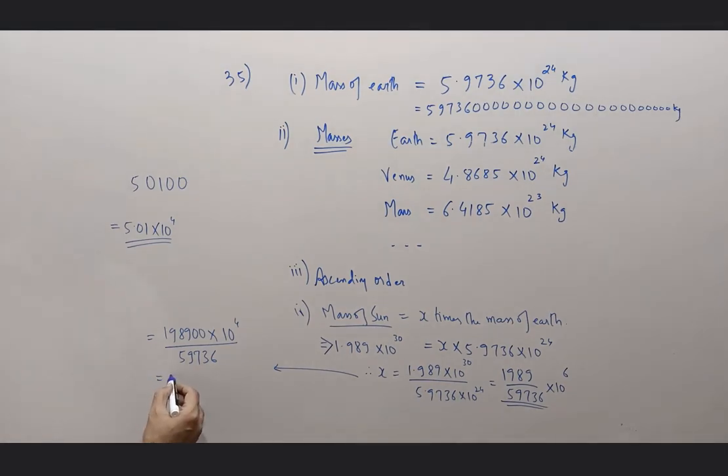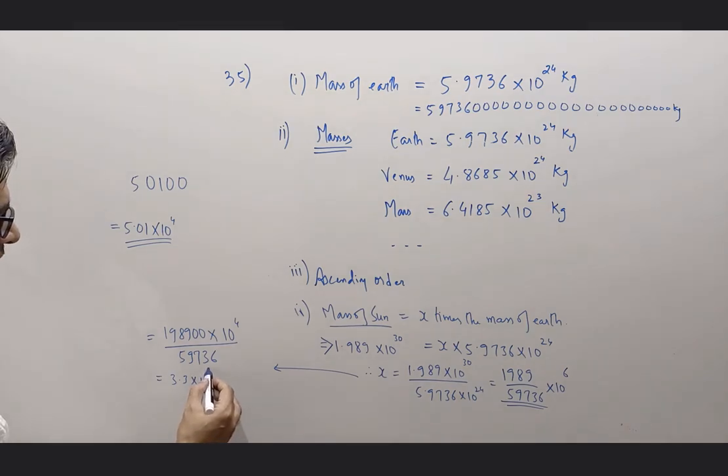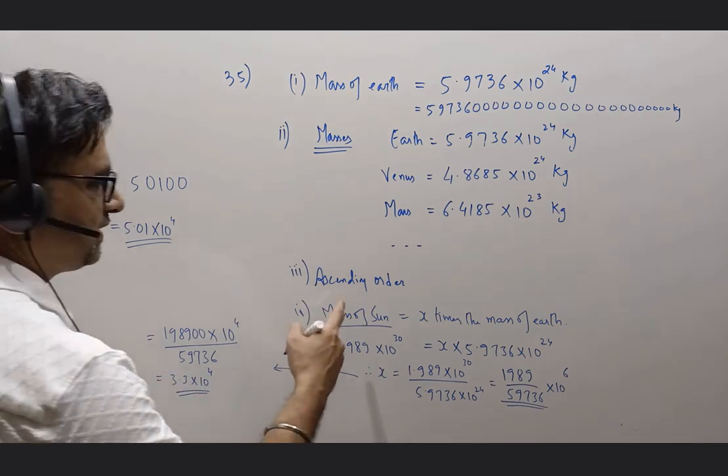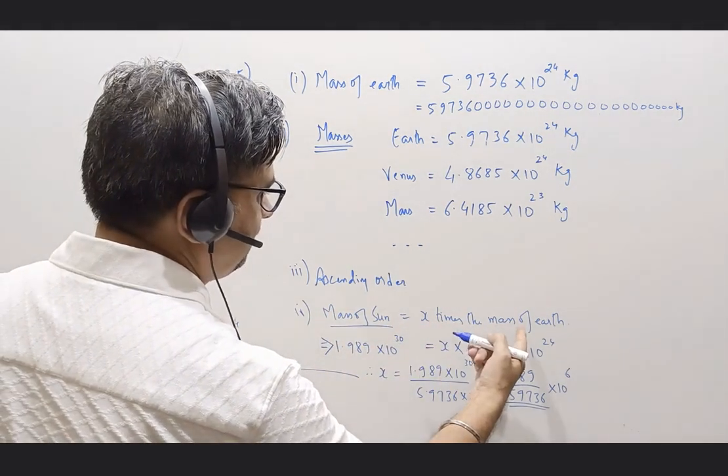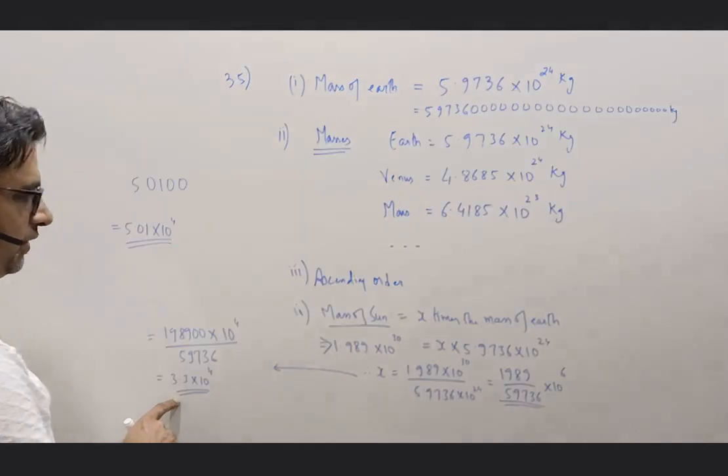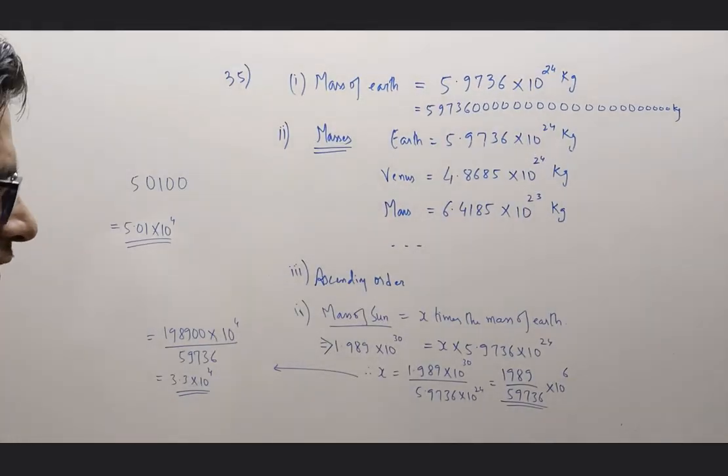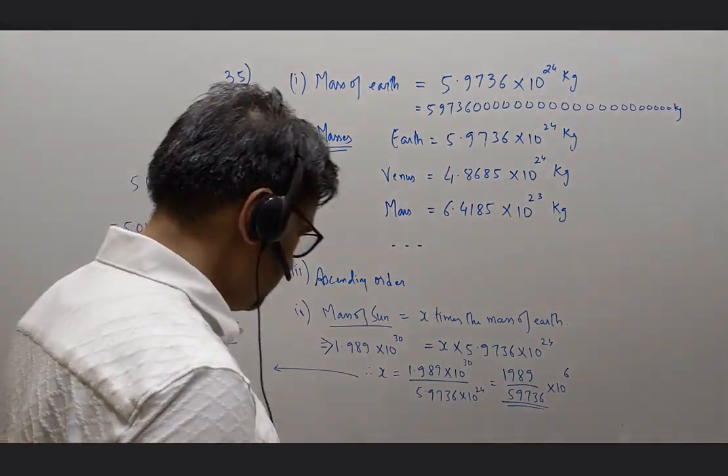This comes to approximately 3.3 into 10 to the power 4. That's the final answer. So the sun is how many times the mass of Earth? 3.3 into 10 to the power 4 times the mass of Earth. This is the answer.